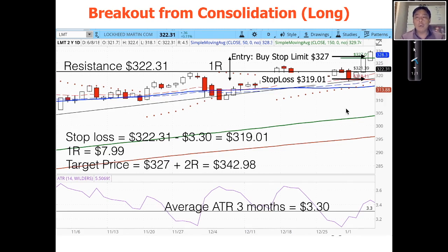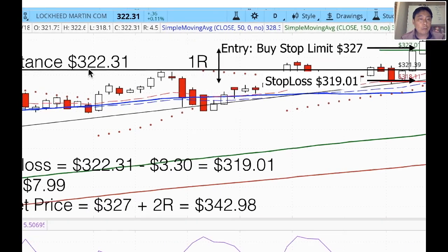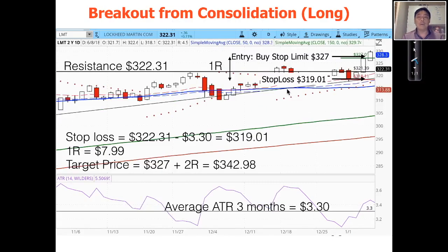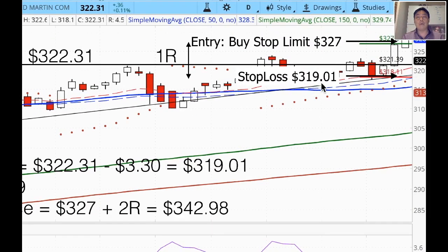Okay, so where do we place our stop loss? We place our stop loss at 322.31 minus $3.30. Okay, so that will give you 319.01. So that is where we place our stop loss.